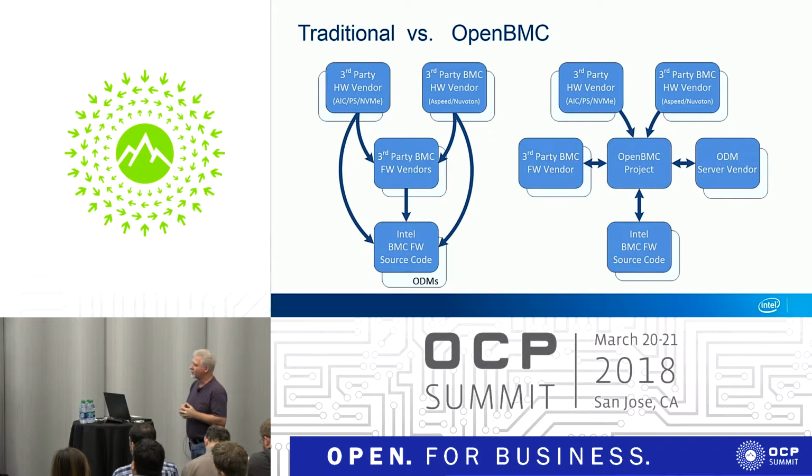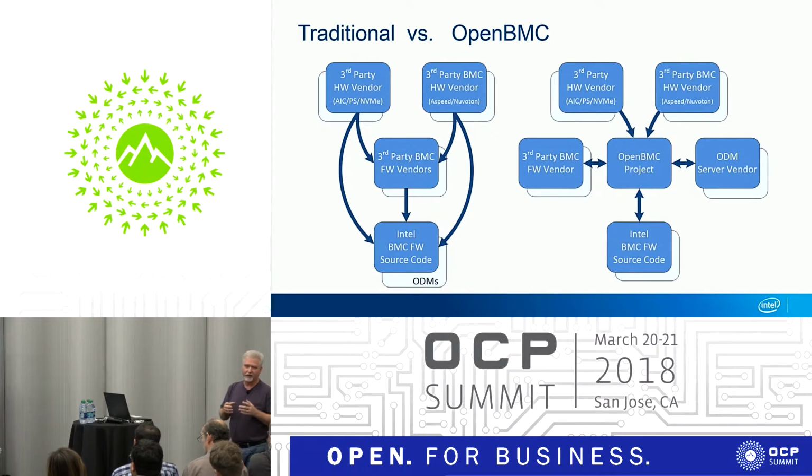I put this together to do a comparison against what we've done traditionally in development. On the left-hand side are all the third-party hardware vendors and BMC vendors. They all have to interact and communicate with all of the BMC firmware vendors and the server providers such as Intel and Supermicro and anybody else who wants manageability for their parts. So there are a lot of touch points and a lot of duplication of effort going on there. On the right-hand side, the OpenBMC project becomes a focal point where people can share their efforts.